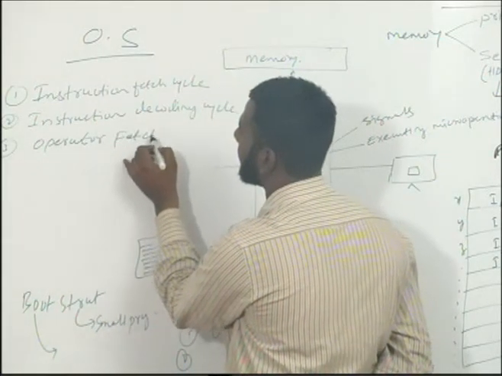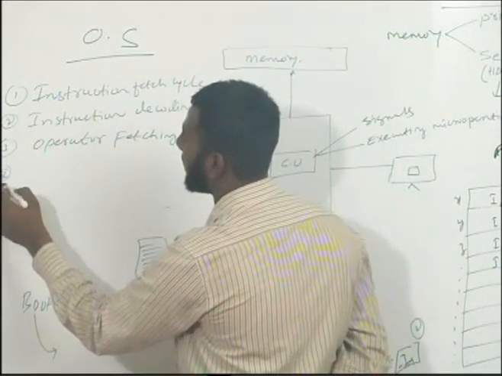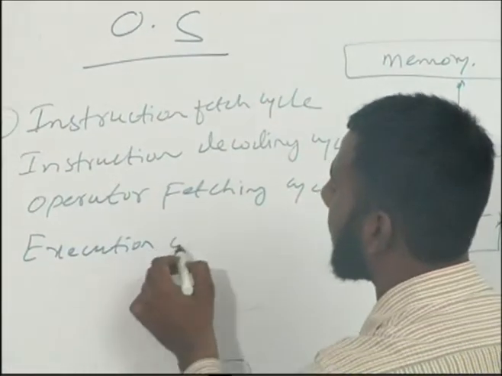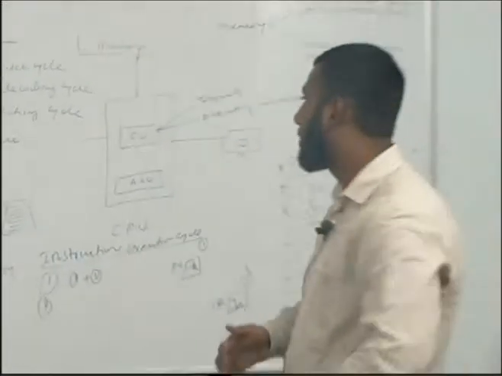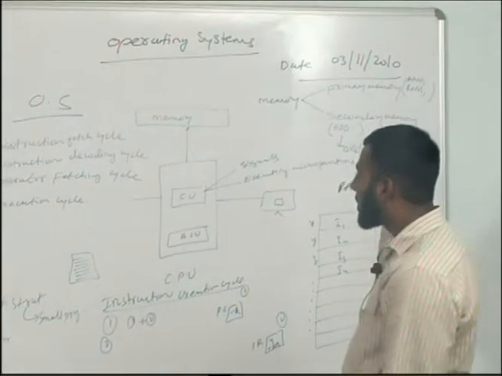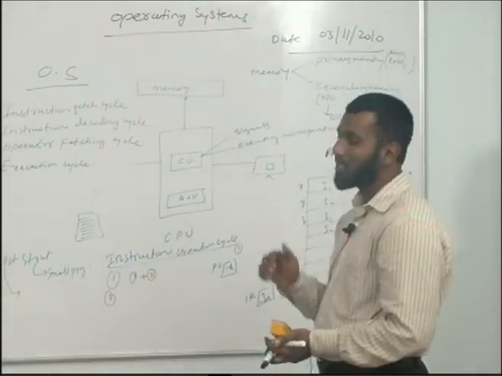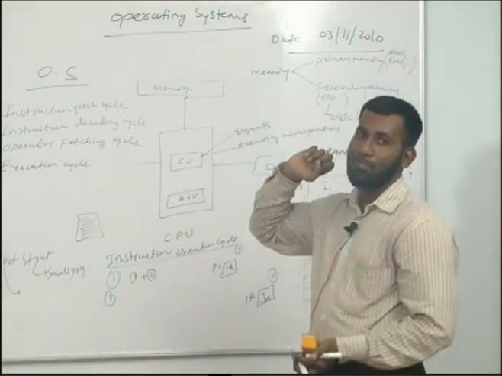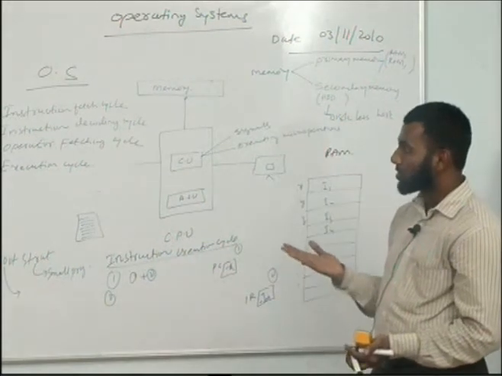Operand fetching cycle, and the fourth is the execution cycle. So an instruction is generally executed by a series of these 4 cycles. First, the instruction has to be fetched, then decoded, then the operand has to be fetched, then execution has to be performed. All this is controlled by the operating system, with the help of these registers, and it controls the flow of execution.